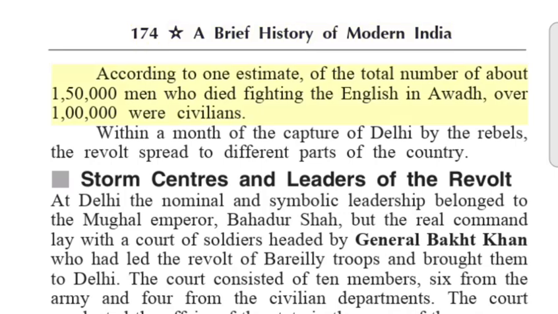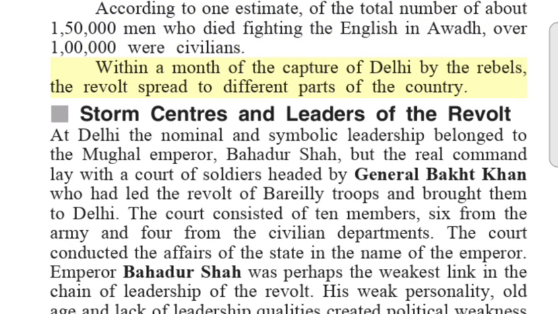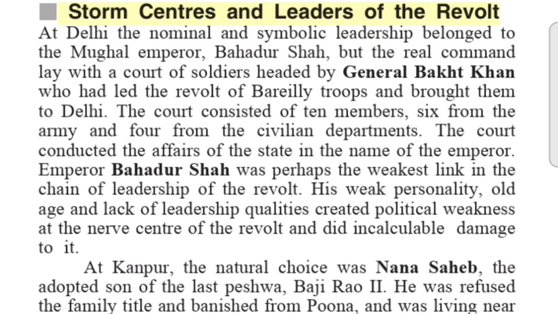According to one estimate, of the total number of about 150,000 men who died fighting the English in Awadh, over 100,000 were civilians. Within a month of the capture of Delhi by the rebels, the revolt spread to different parts of the country. Storm centers and leaders of the revolt at Delhi.